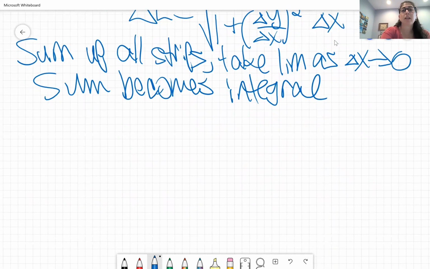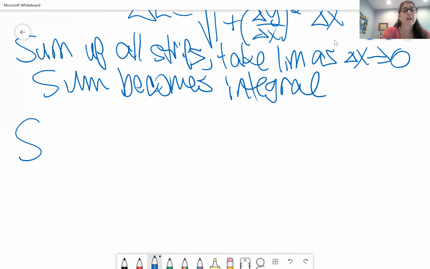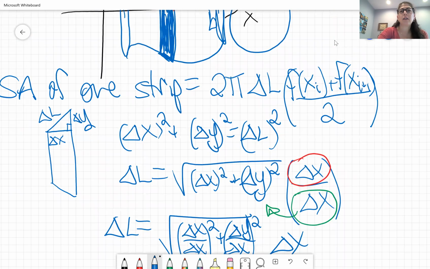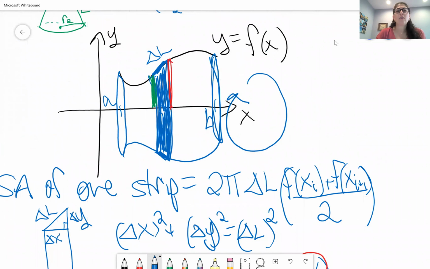And what we are left with is a formula for the surface area of this entire three-dimensional thing. It will be the integral from a to b, 2 pi. I can pull the 2 pi out in front of everything. What happened to the average of the radii? Well, let's look back up at this picture. The strips are getting thinner and thinner, and so the average of the radii, we can just call that a radius, right? It's just any one radius.